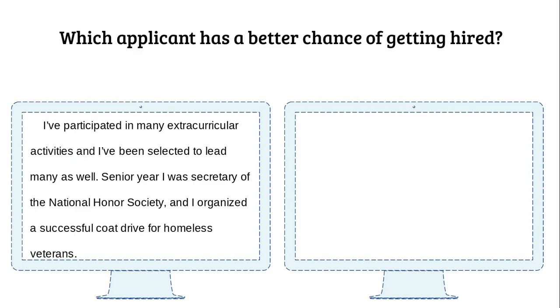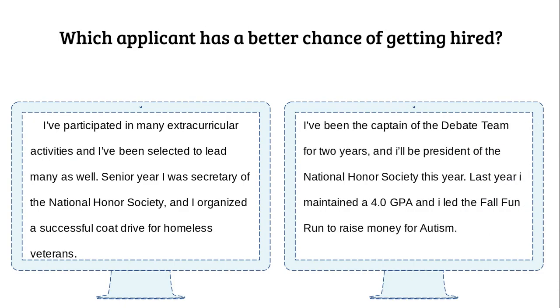Let's see what the applicant on the right has to say. i've been the captain of the debate team for 2 years, and i'll be president of the National Honor Society this year. Last year, i maintained a 4.0 GPA, and i led the fall fun run to raise money for autism. Well, they both seem like pretty qualified applicants with impressive accomplishments, but one of them clearly has an edge over the other.